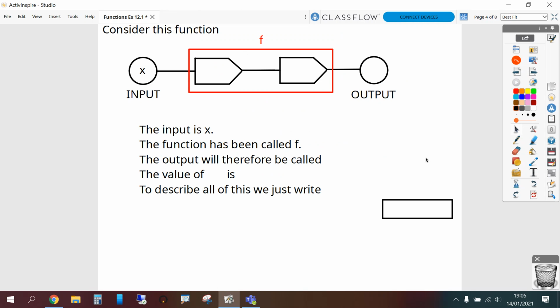Let's consider this function without anything in the box there. We can still see the input, and the input this time is a letter, it's x. The function has been called the f function. The output will therefore be called a combination of this f and x, and it will therefore be called f of x. And we say f of x.